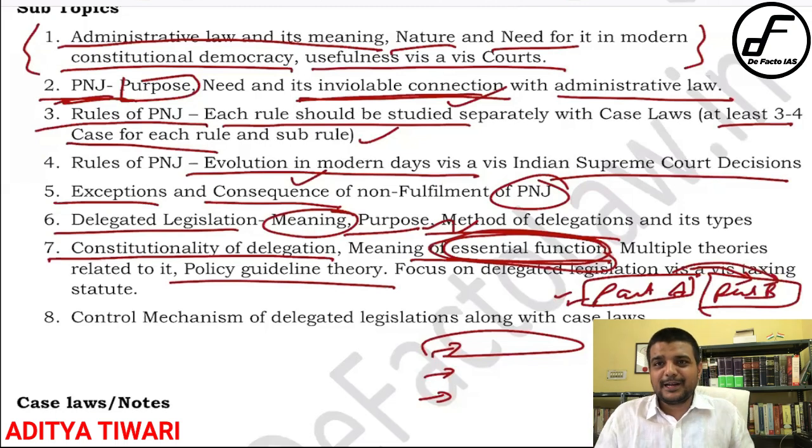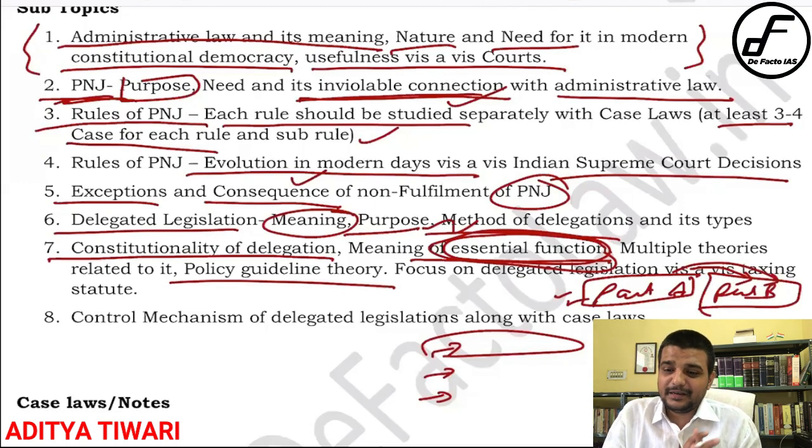Parliament cannot make a law saying that whatever Aditya Tiwari says will become law. No, they cannot do that, right? What they can say is that whatever Aditya Tiwari says will become law, but within this particular guideline, okay? So you cannot have unbridled delegation. It has to be channeled, it has to be coped up, it has to be controlled delegation. So that is the policy and guideline theory in short, right?